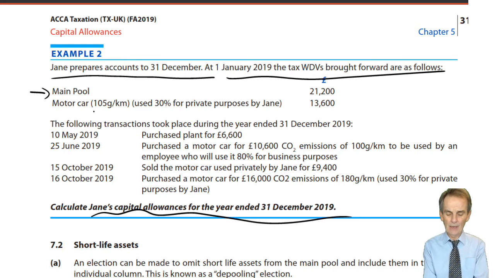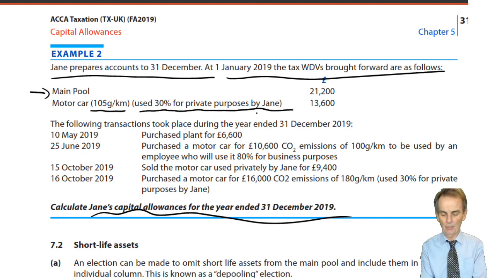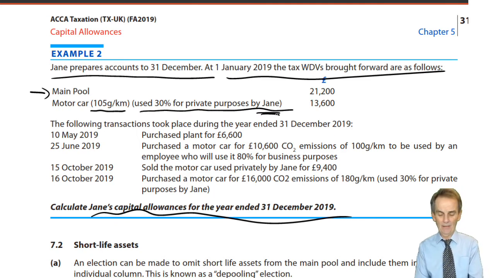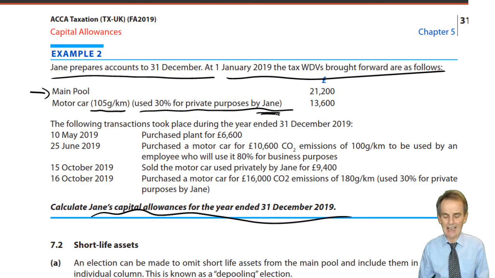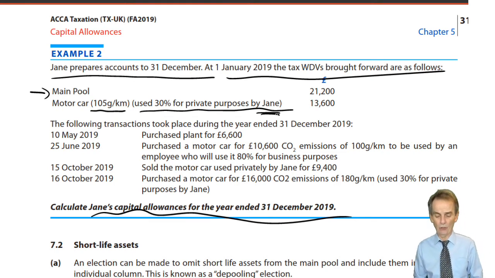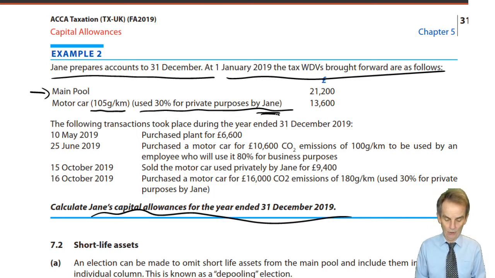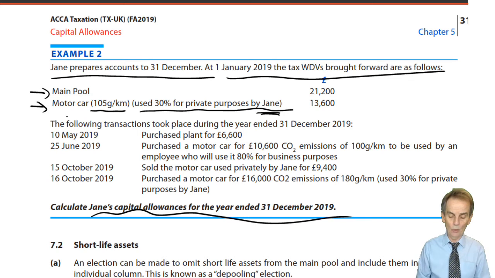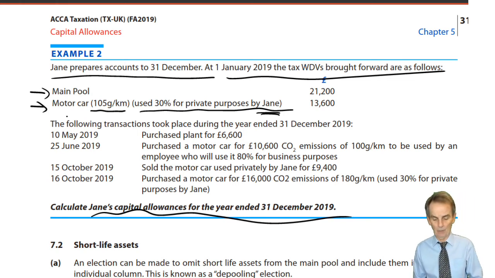What we then have is a motor car with 105 grams per kilometre, used 30% for private purposes by Jane. That therefore tells us this asset has private use by the proprietor Jane, and is why it has been kept separate in its own column within the capital allowances computation. So we've got those two columns set up at the beginning of the period.